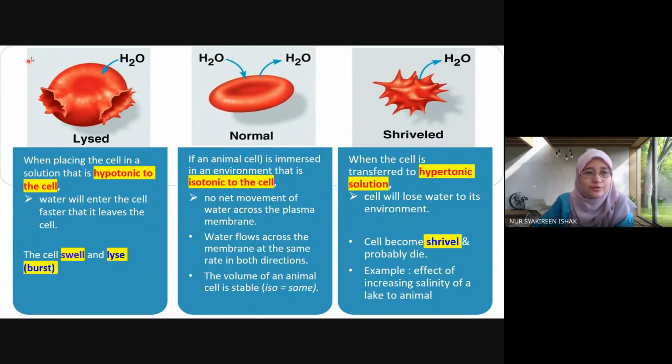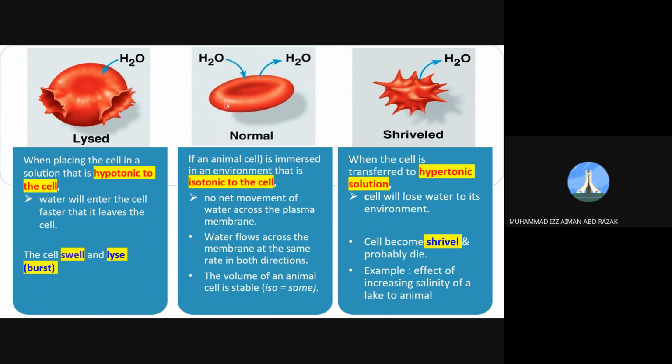As water moves into the cell through the process of osmosis, because this is an animal cell, it doesn't have any cell wall, it causes the cell to get bigger and bigger. So it will swell and then it will eventually burst, or the term is lyse. Burst or lyse.